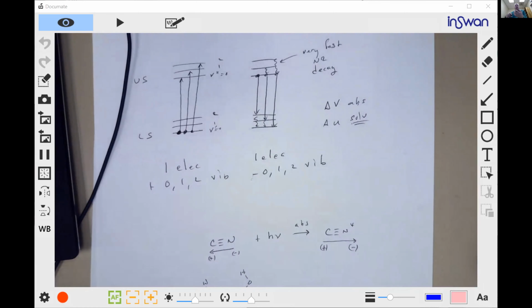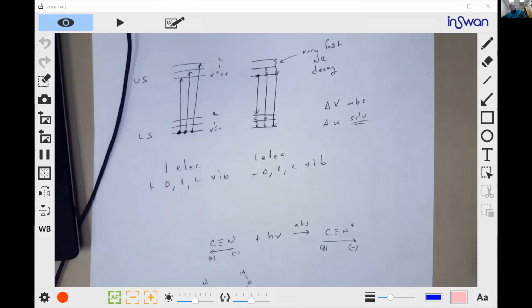You know, there's absorption, electronic and vibrational. There's relaxation, vibrational and solvent. There's emission. Then there's relaxation, vibrational and solvational. Does that make sense? So this is why there's this big Stokes shift.